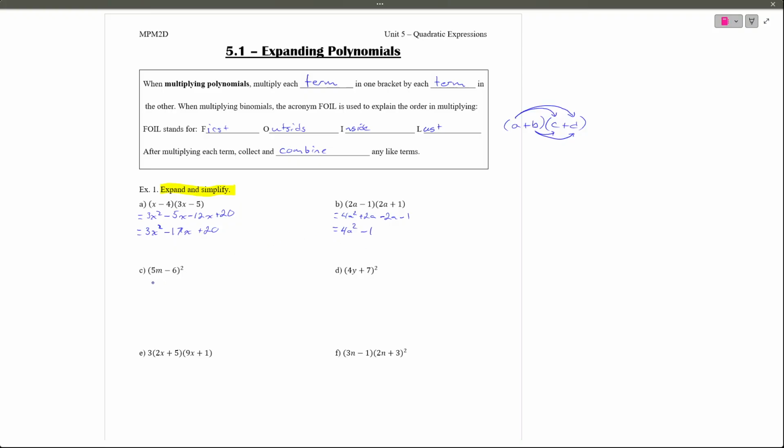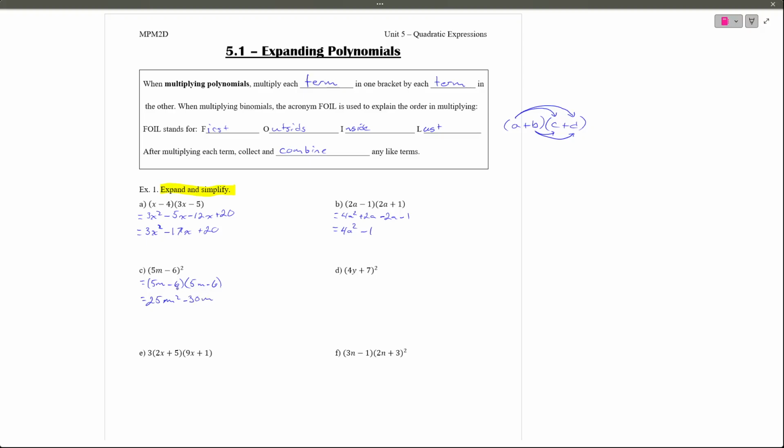So now let's go on to the next one. We have 5m minus 6 squared. Well, what does squared mean? It means multiply it by itself. So let's write that out. So that means we have 5m minus 6 multiplied by 5m minus 6. The whole term is squared. So now we apply FOIL. 5m times 5m, that's 25m squared. Now we have 5m times negative 6. That's going to be minus 30m.